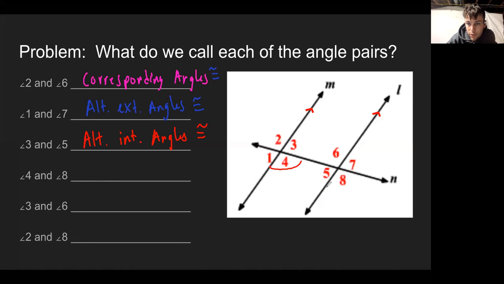4 and 8, 4 and 8. One's in the interior, one's in the exterior. They're on the same side. Okay, these are in the same position. They're both in the lower right position. If we moved this grouping of angles over here, they would line up exactly on top of each other. So we call these corresponding angles again. I'm going to abbreviate that. Corresponding angles. Again, congruent in this case.